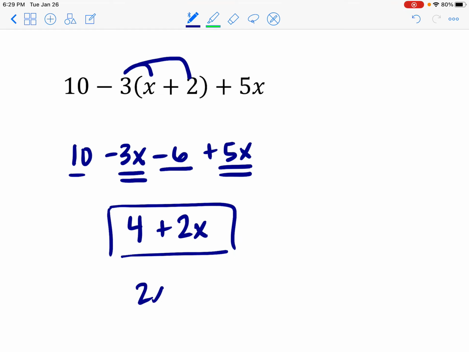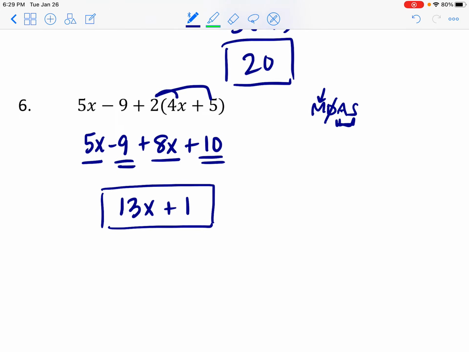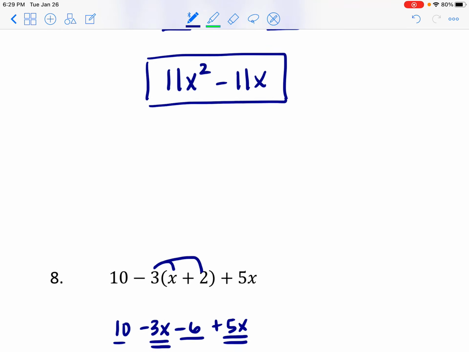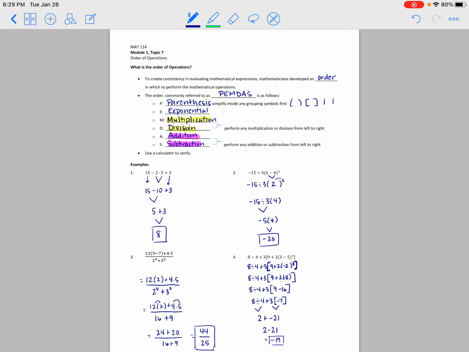Now, if you wanted to rewrite this as 2x plus 4, since addition is commutative, it's okay to change the order in which we add, so we get the same answer. That would be perfectly acceptable as well. So 4 plus 2x or 2x plus 4. Okay? And that's really true for all of these. If we wanted to switch these terms around, it'd be totally okay. So there it is, your order of operations, also applied to some algebraic expressions.